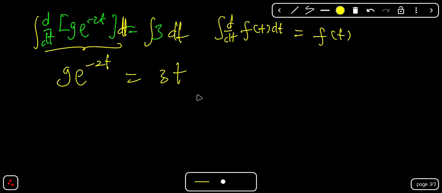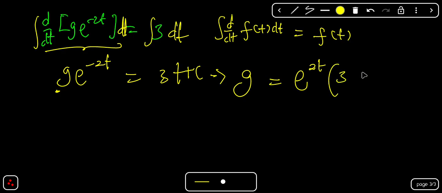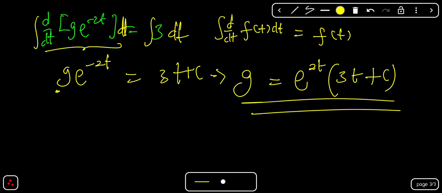Now don't forget you want to find g, so the next thing you are going to do is divide both sides by e raised to the power of negative 2t, which also means that you multiply both sides by e raised to the power of 2t all together. So if we do that, we are going to have g is equal to e raised to the power of 2t, that is, you multiply both sides by e raised to the power of 2t. And please, I forgot to put the constant here. Into bracket 3t plus c, and that's our g. Okay, so that is that about that.